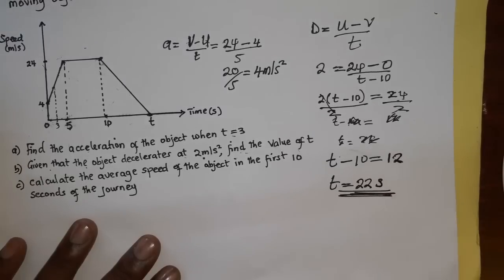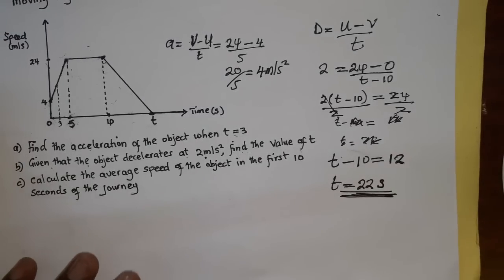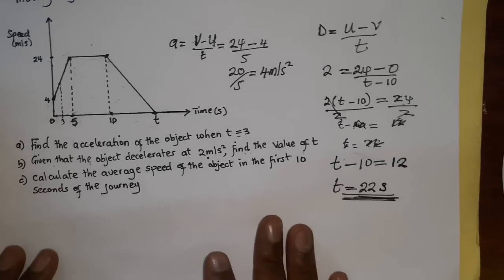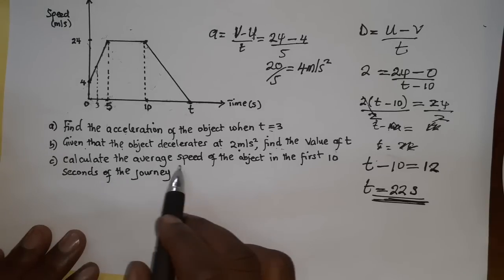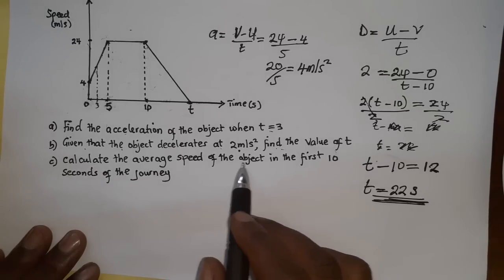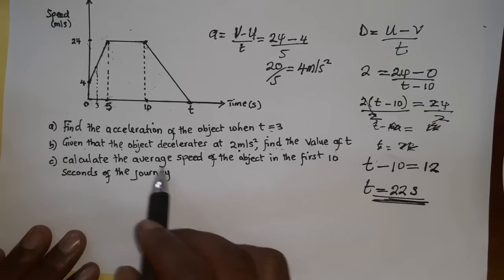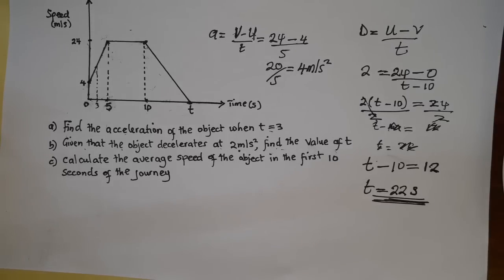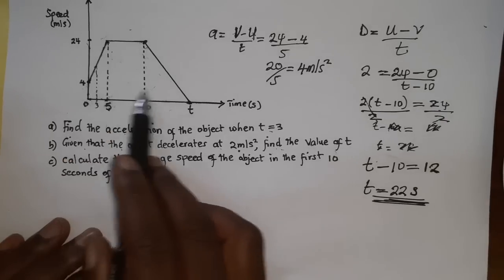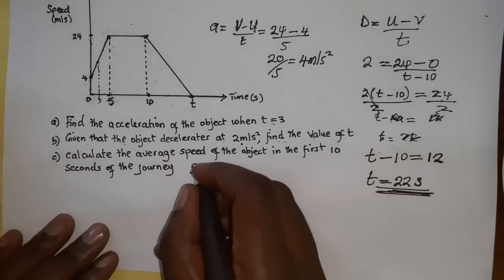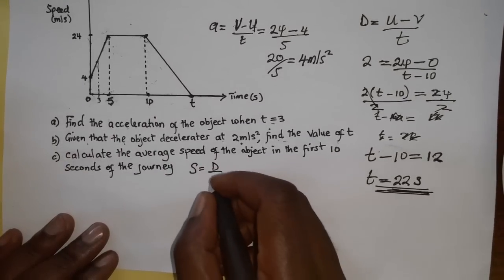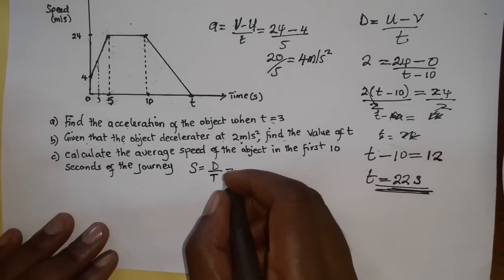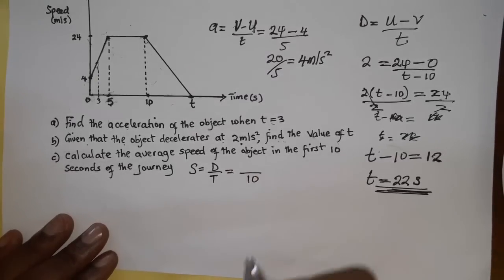Please, these answers are subject to the suggested answers. You may have different ones. Okay, then the last one, calculate the average speed of the object in the first 10 seconds of the journey. So first of all, as you may know, speed is equal to distance over time. So time, we already know it's 10.